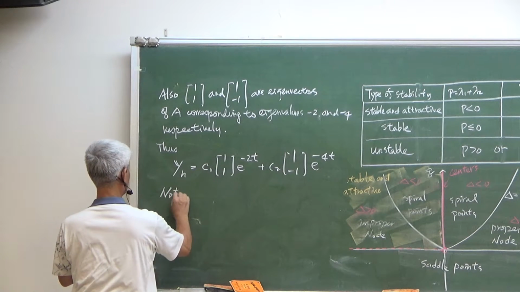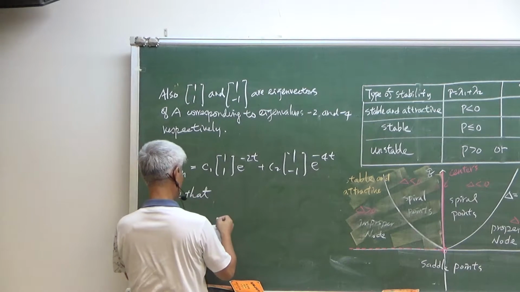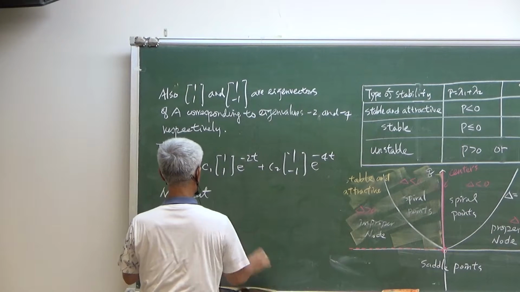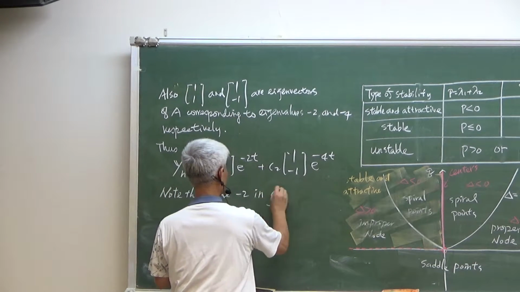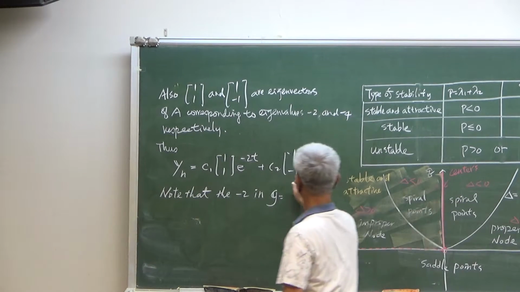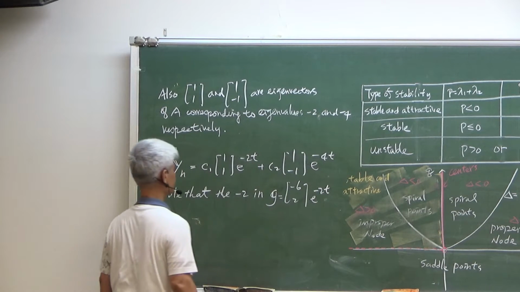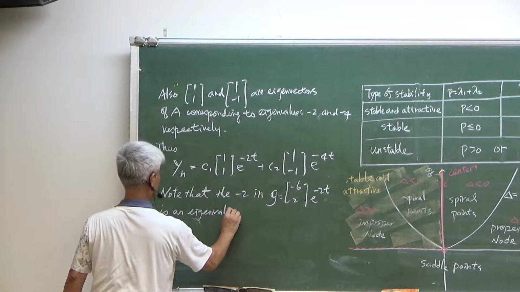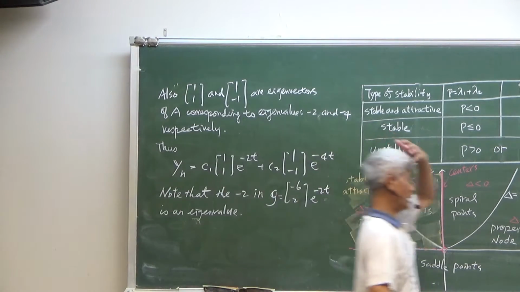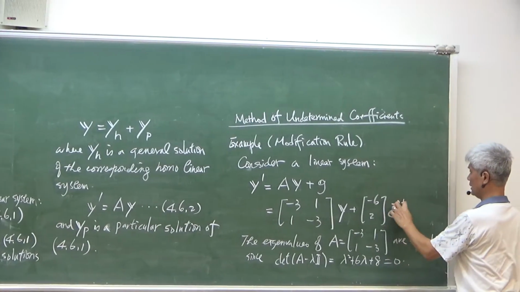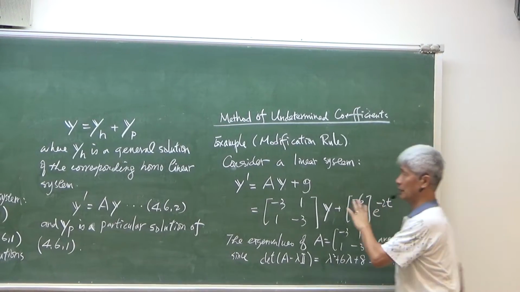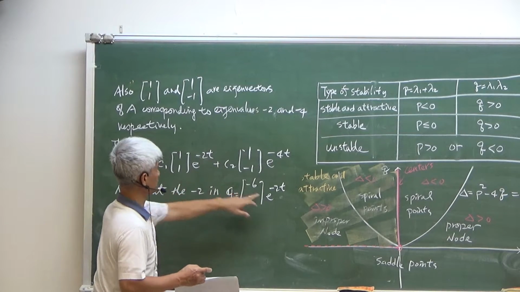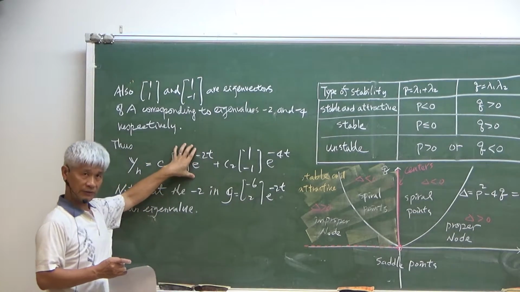And note that in g, we know g is an exponential function with parameter minus 2. In here, it's an eigenvalue. So you have to know that the non-homogeneous term is an exponential function with the parameter minus 2. And this minus 2 is an eigenvalue. So you can see e to the minus 2t will have effect because this is a solution for a homogeneous system.